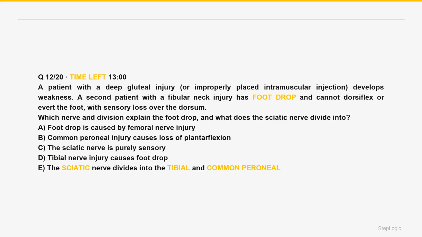Sciatic divisions. Sciatic leads to tibial plus common peroneal. Common peroneal, fibular neck, leads to loss of dorsiflexion and eversion. Injury: foot drop.